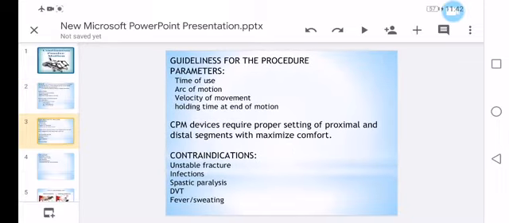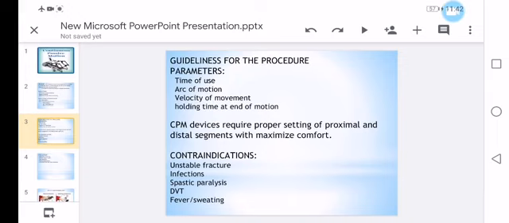And guidelines for the procedure: what are the parameters adjustable for the device? We have time of use, and we can adjust frequency, duration and arc of motion, how the motion is to be at a perfect arc. And the velocity of movement, the speed of movement, changes for children, adults and older patients. We can adjust velocity of movement and holding time at end of motion. CPM devices require proper setting of proximal and distal segments with maximum comfort.